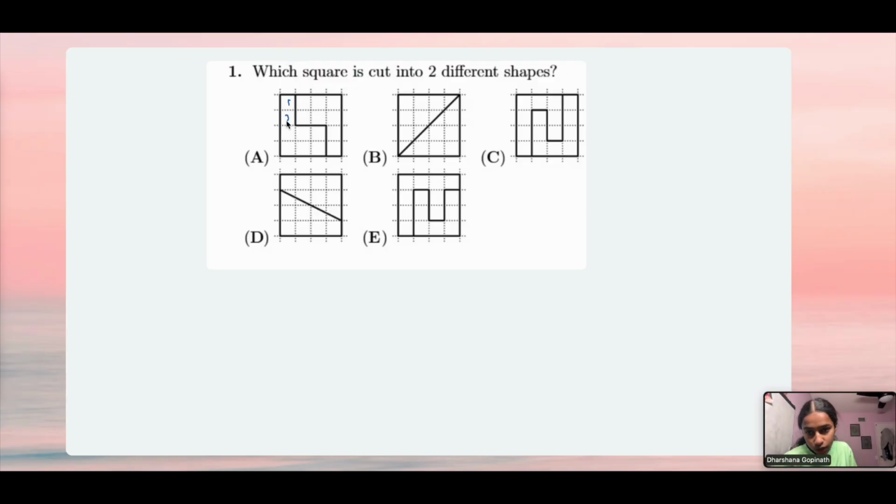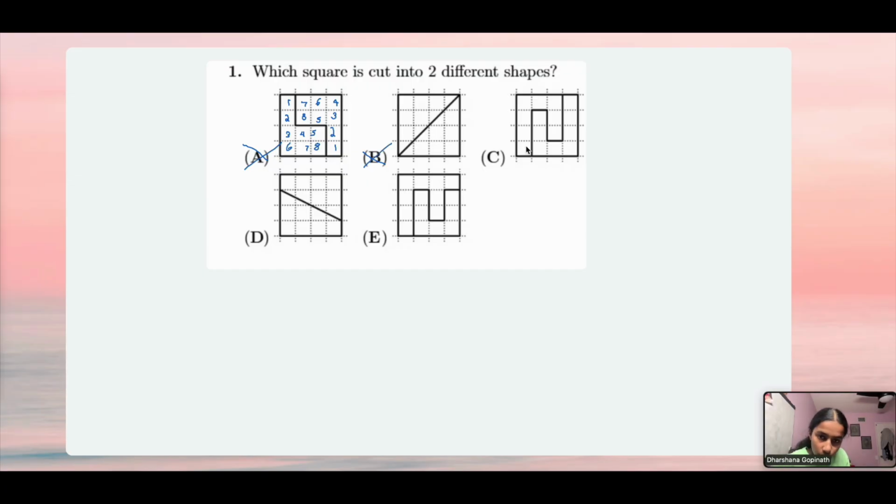So this one has 1, 2, 3, 4, 5, 6, 7, 8. And then this part also has 1, 2, 3, 4, 5, 6, 7, 8. Since both parts have 8 squares, A is cut into two of the same shape. Option B, we can easily see that this one is cut in half. And when a square is cut in half, both the triangles are the same. So B is not the answer.